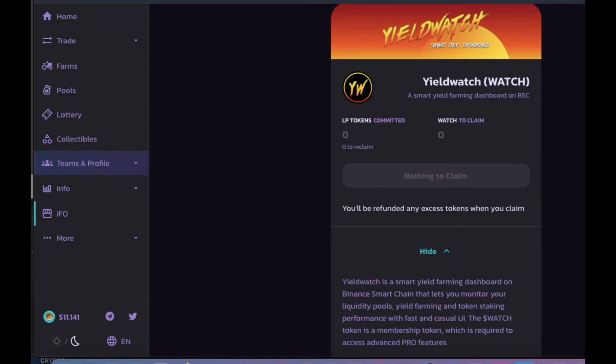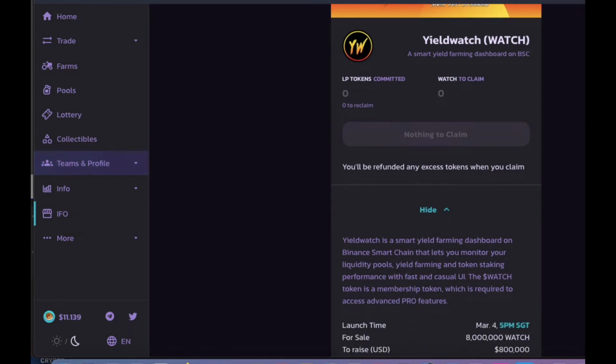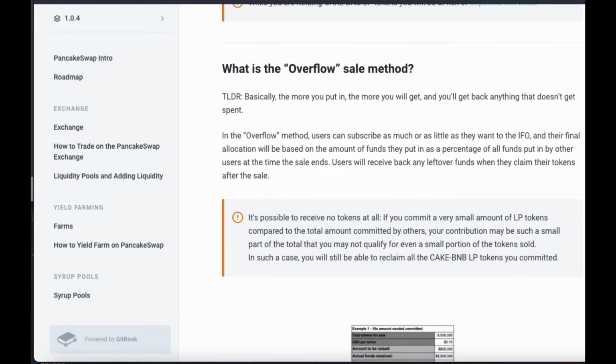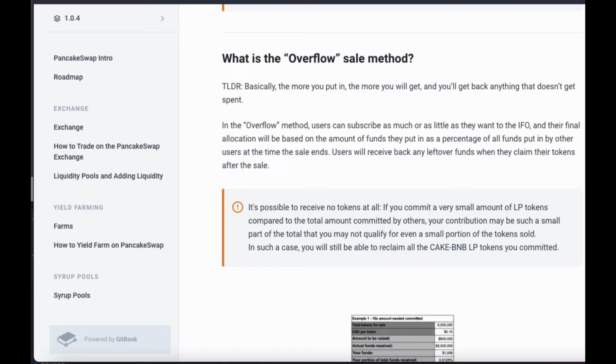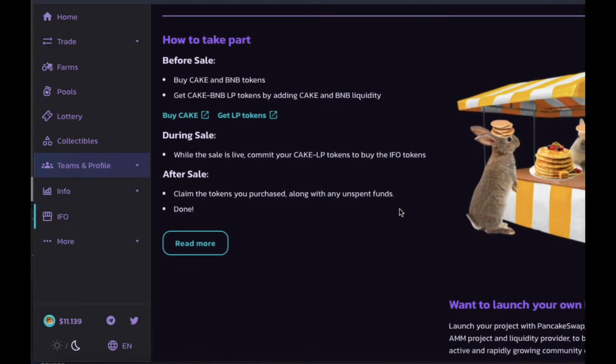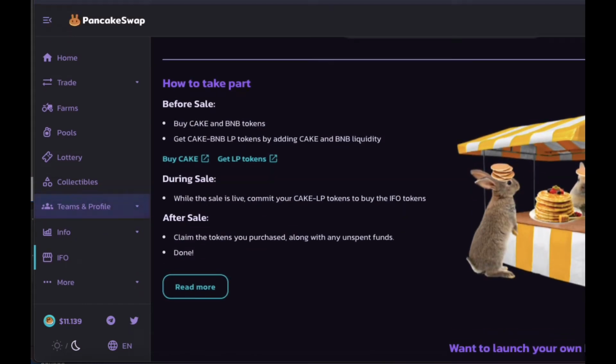But before I start, it's important to point out that these IFOs are extremely popular and almost always oversubscribed. But PancakeSwap uses the Overflow sale method, which you can read about more here. But basically, it means the more you put in, the more you'll get, and you'll get refunded anything that doesn't get spent. Okay, so step 1.